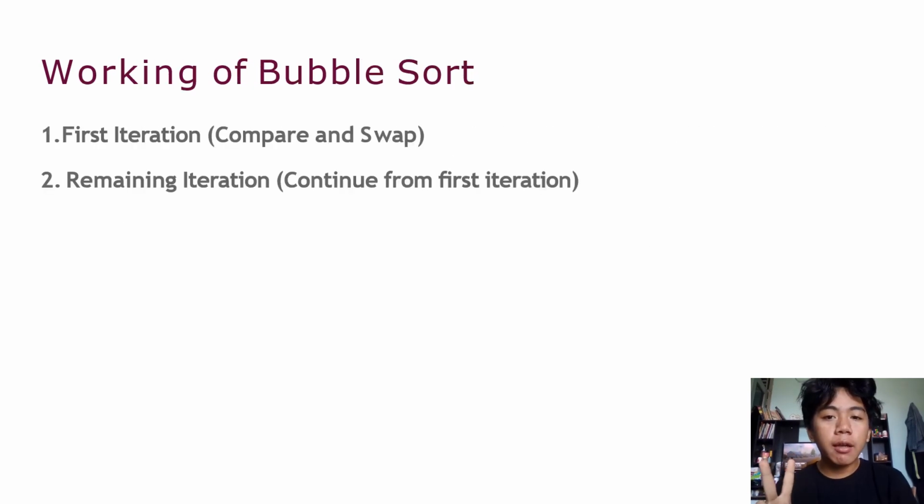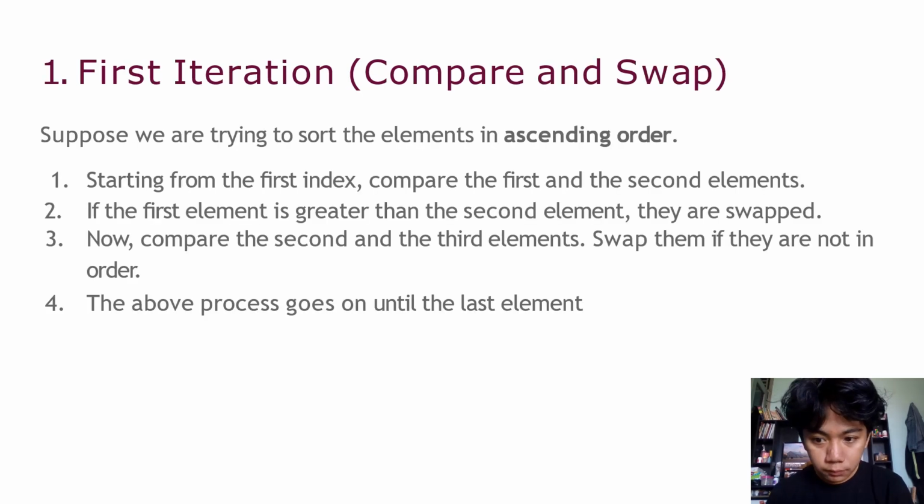There are two types working of bubble sort. The first one, first iteration. It's compare and swap. The second one, remaining iteration. It continues from first iteration. First one, first iteration, the compare and swap. Suppose we are trying to sort the element in the ascending order. Starting from the first index, compare the first and the second element. If the first element is greater than the second element, they are swapped. Now compare the second and third element. Swap them if they are not in the order. The above process goes on until the last element.